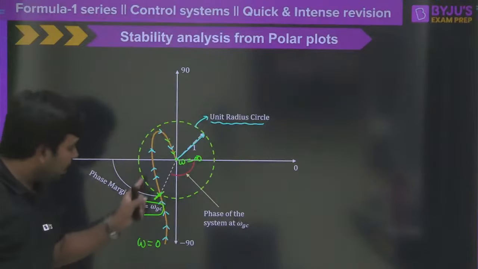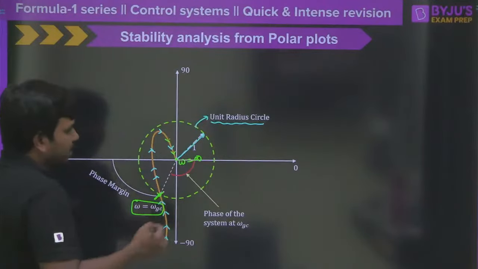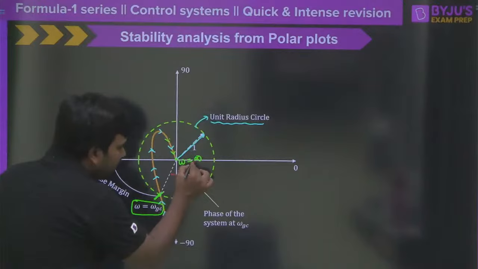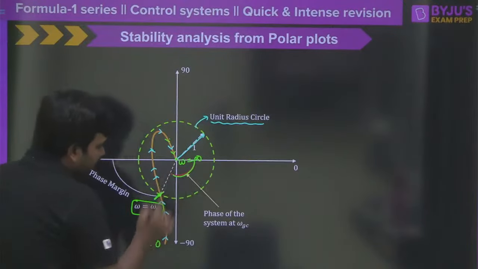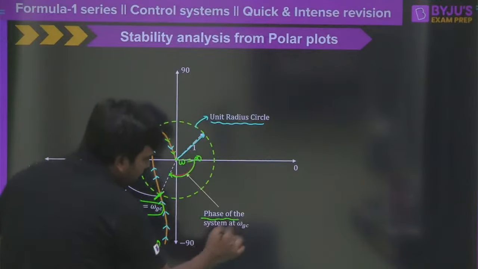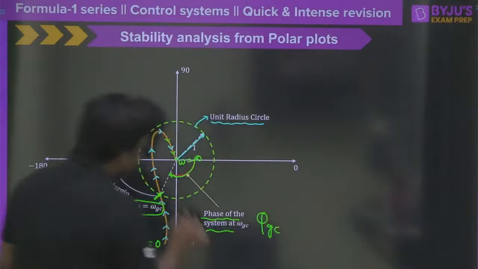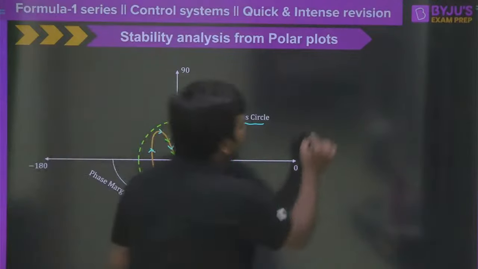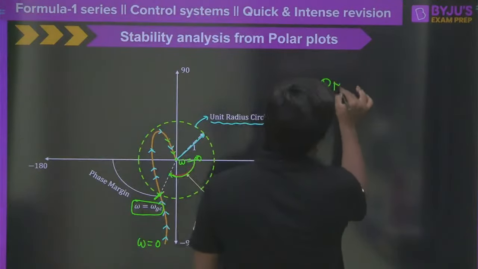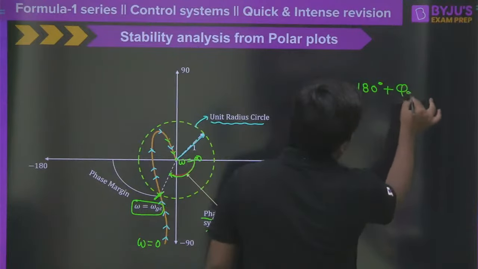Now at that frequency, if I want the phase margin, how do we find the phase margin? First of all, look at the phase of the plot here. So this is the phase of the plot. So the phase of the system at omega GC is considered as phi GC here. Then how could I find the phase margin now? Phase margin is 180 degrees plus the phase of the polar plot at that point.